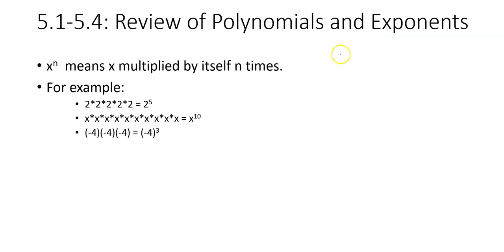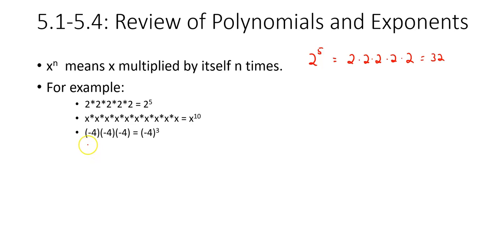If you have some base to a power, that doesn't mean you're multiplying by that power. That means you're multiplying the base by itself that many times. So my example here was 2 to the 5th. If I write 2 to the 5th, that is not 2 times 5. 2 to the 5th is 2 times 2 times 2 times 2 times 2. So 2 multiplied by itself 5 times. So 2 times 2 is 4, times 2 is 8, times 2 is 16, times 2 is 32.